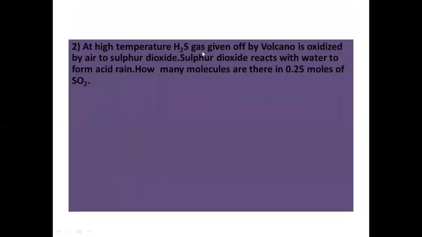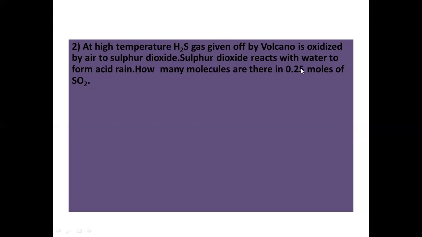Next we have a second part. At high temperature, hydrogen sulfide gas given off by volcanoes is oxidized by air to sulfur dioxide. H2S reacts with oxygen which is present in the air. This is called oxidation, addition of oxygen to sulfur to form sulfur dioxide. Sulfur dioxide reacts with water and forms sulfuric acid. Sulfuric acid makes the rain acidic rain because sulfuric acid is a strong acid. When mixed with rainwater, it will make the rainwater acidic.